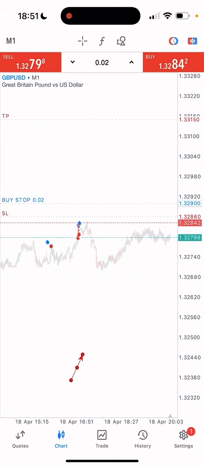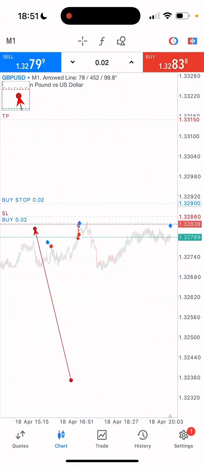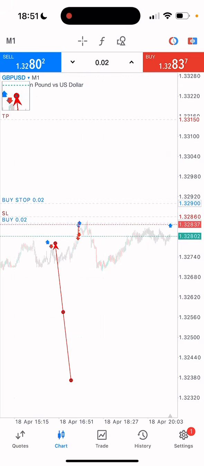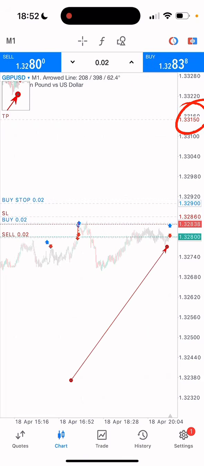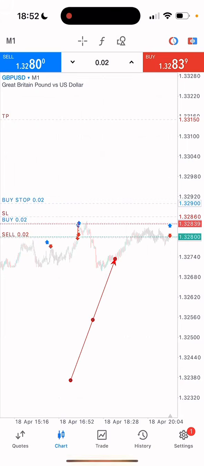So now let's say we wanted to buy now. What do we do? We press on buy now. Did you see that it was on the red line that the buy opened? Let's say we want to sell now. You see that it was on the green line that the sell opened. I just had to do that to show you.